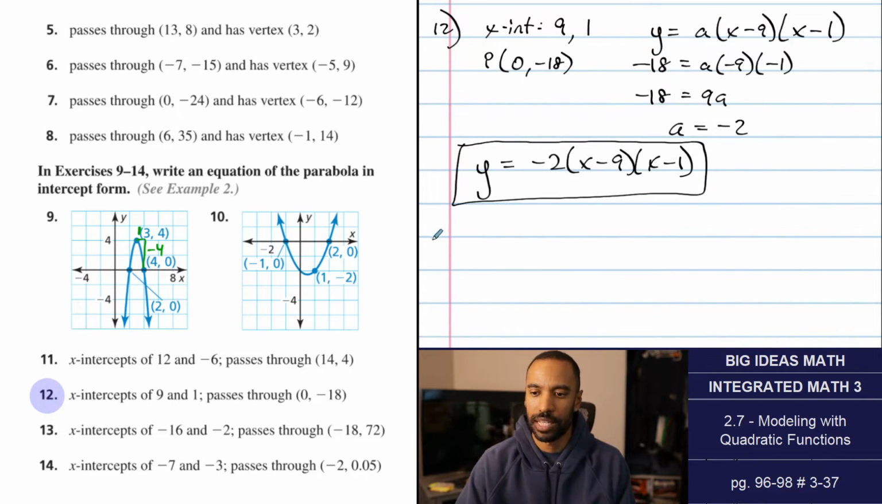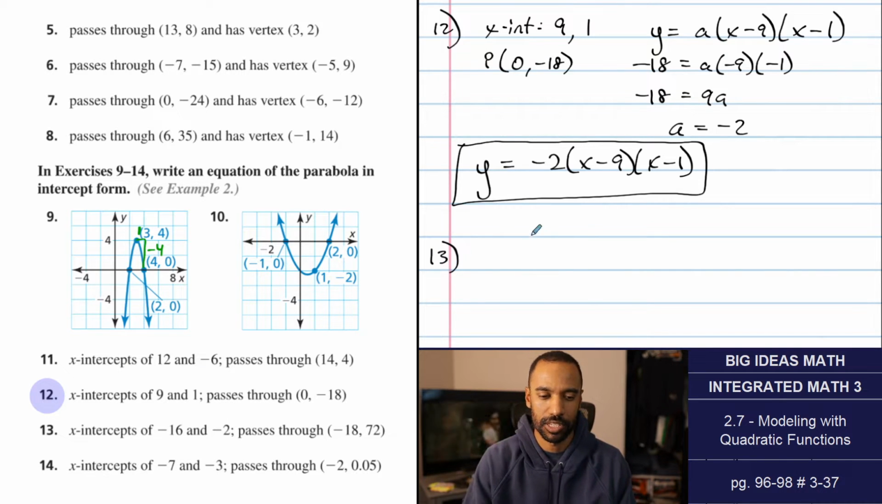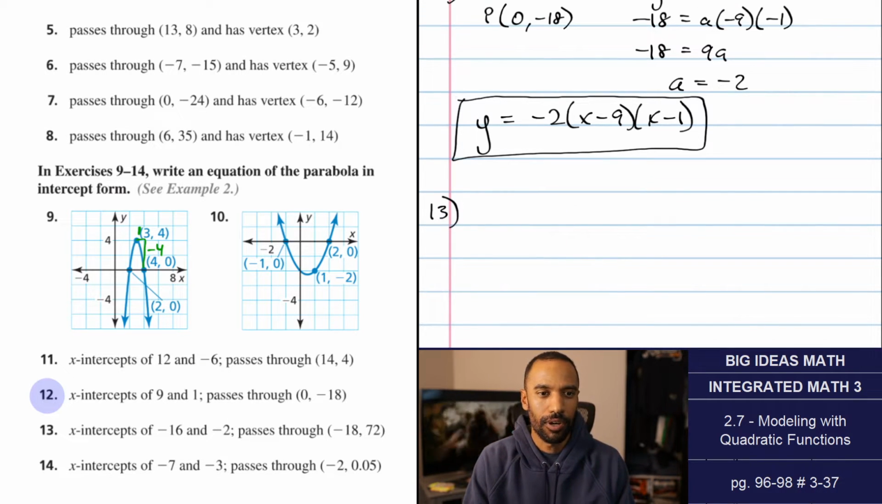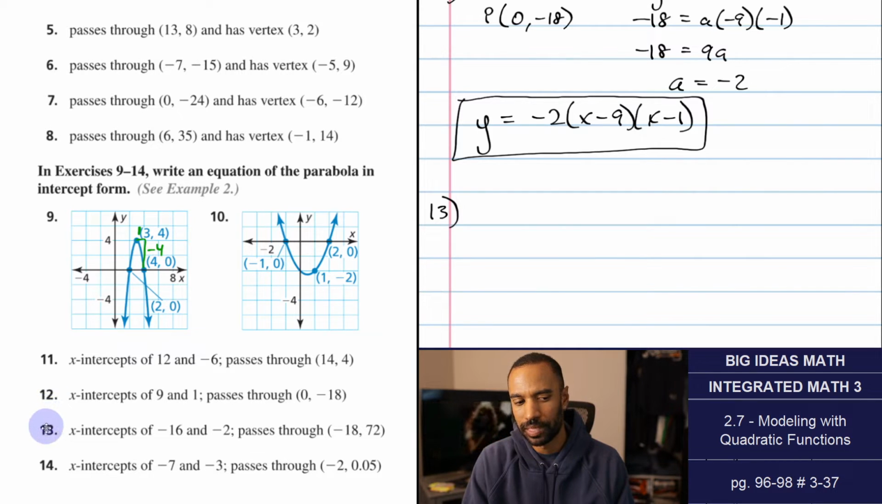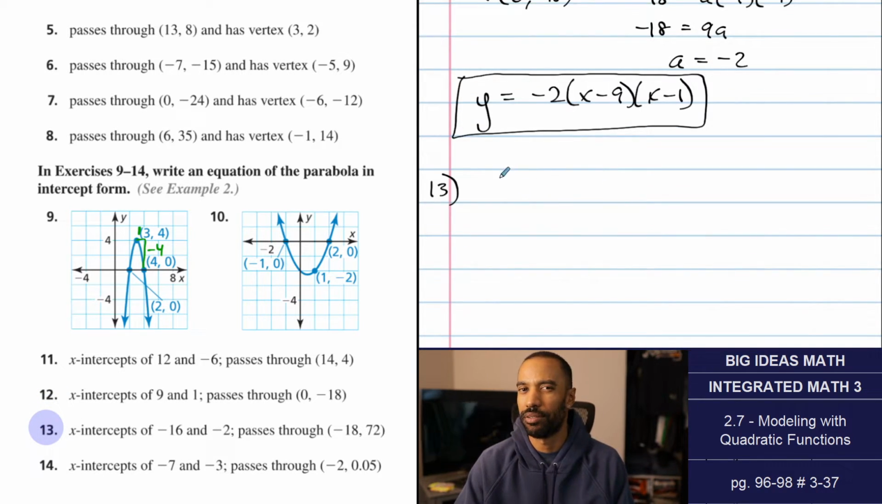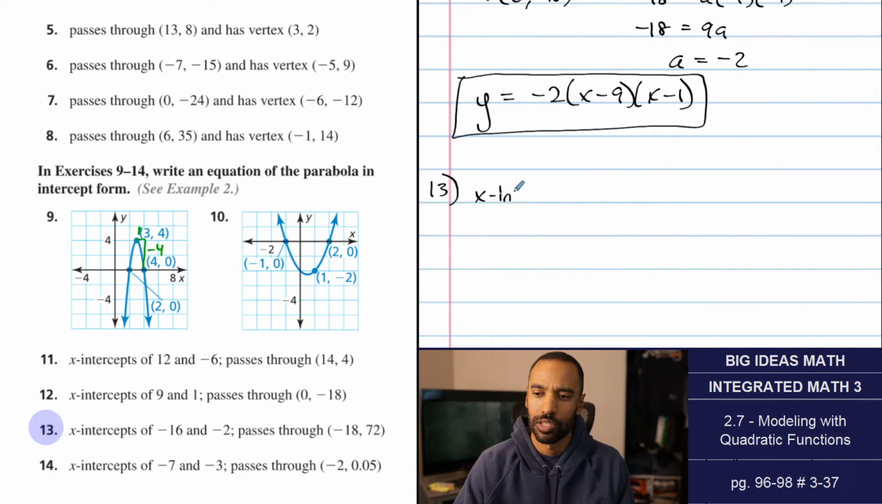Yeah, definitely something we did in IM2, probably to this extent as well. I don't know what section it was in IM2. 3.4, something like that. I don't know. Something where it's called intercept form.